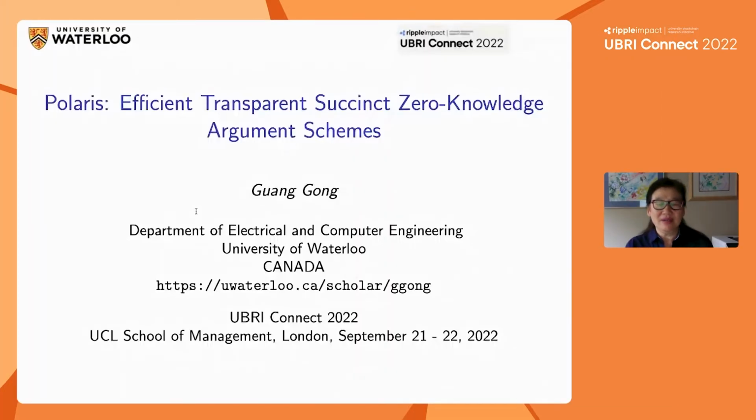Hello, everyone. Today I would like to share our new work, Polaris, which is a set of efficient, transparent, succinct zero-knowledge argument schemes.